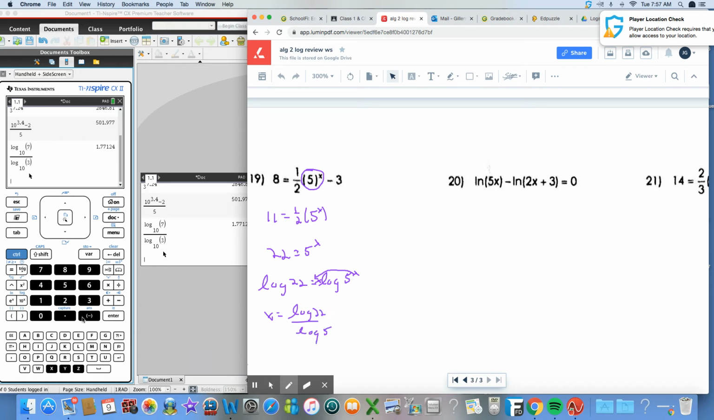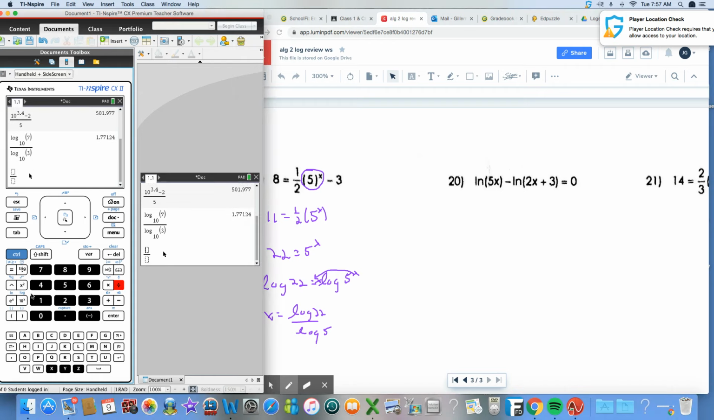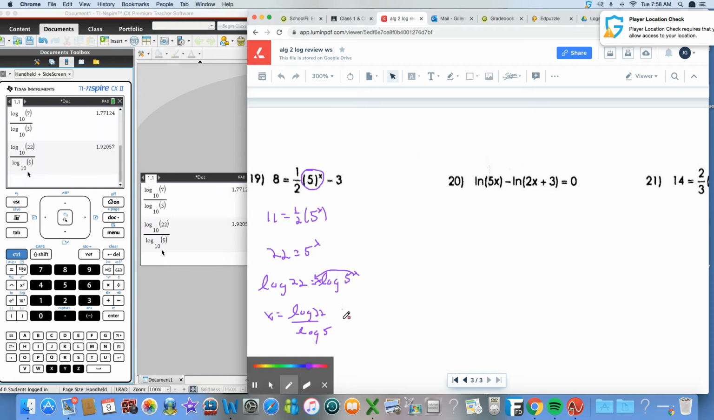Then if I wanted to figure out the exact value of that, it's log of 22 over log of 5, enter, 1.921. There's your answer for that one.